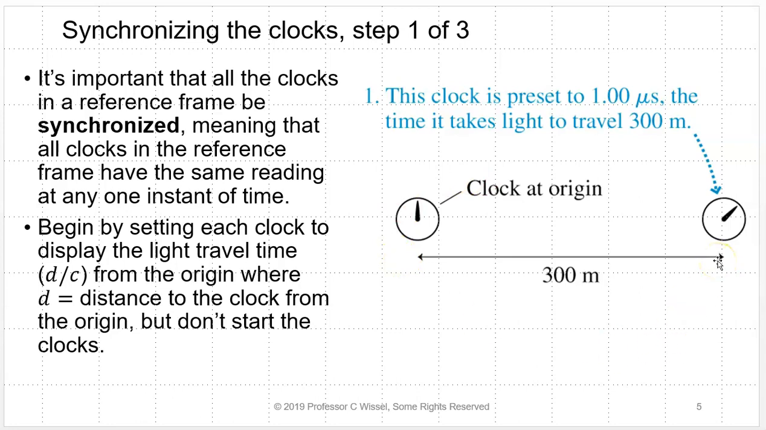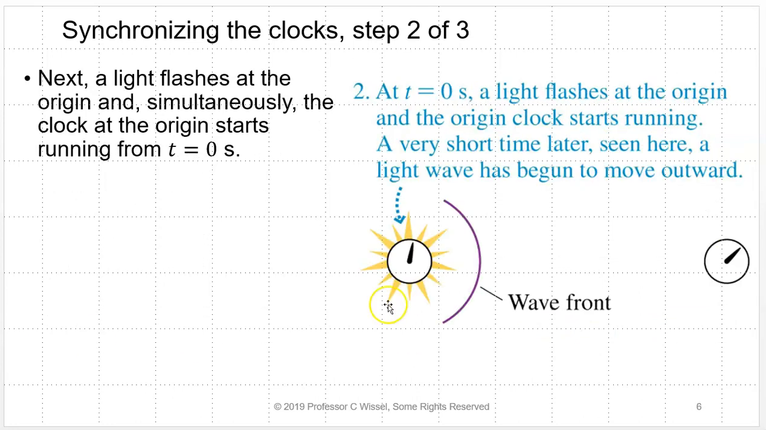This one is 300 meters away from the origin. The light travel time is 1 microsecond. Light travels 300 meters in 1 microsecond. So the 1 microsecond is the light travel time, and we preset this clock to that light travel time. We do this for every clock. Anything that's 600 meters away would be preset to 2 microseconds. 900 meters away would be preset 3 microseconds ahead.